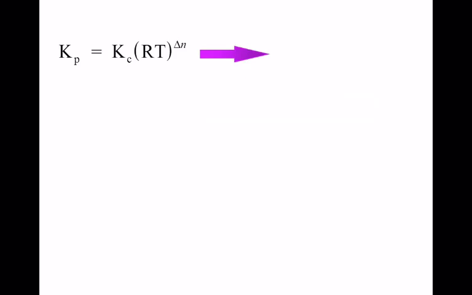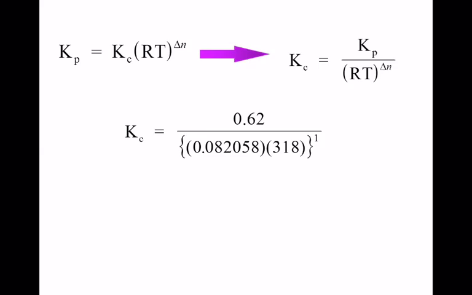Okay, so we can rearrange this to solve for Kc, because we know Kp and want to know what Kc is. So Kc is equal to Kp divided by RT raised to the n power, which again, delta n here is 1. So substituting in, the Kp is 0.62 divided by that 0.082058 atmospheres liters per mole Kelvin, times the temperature, 318 Kelvin.